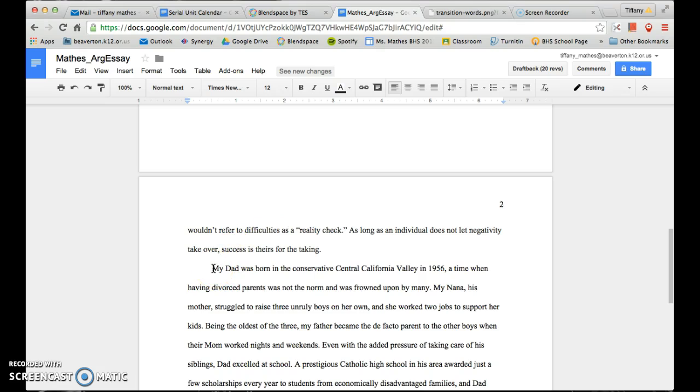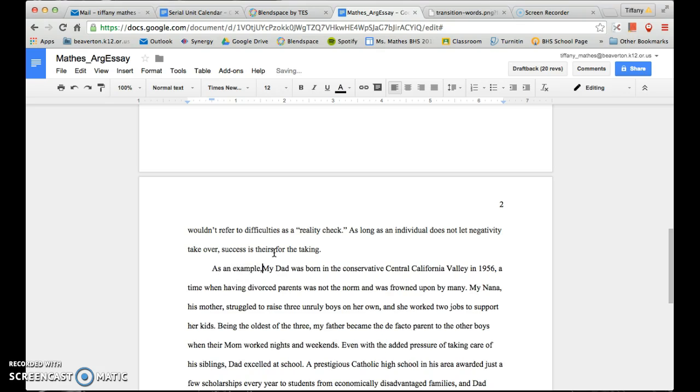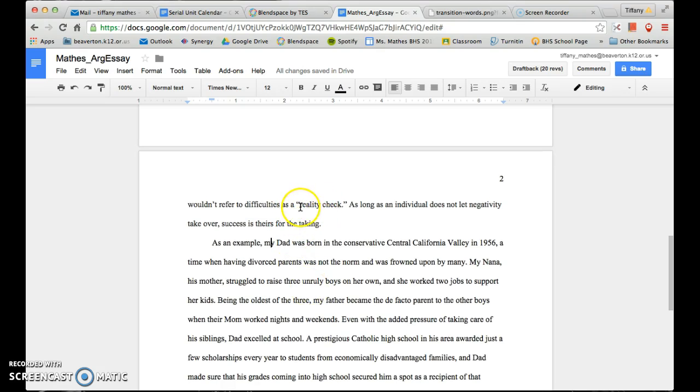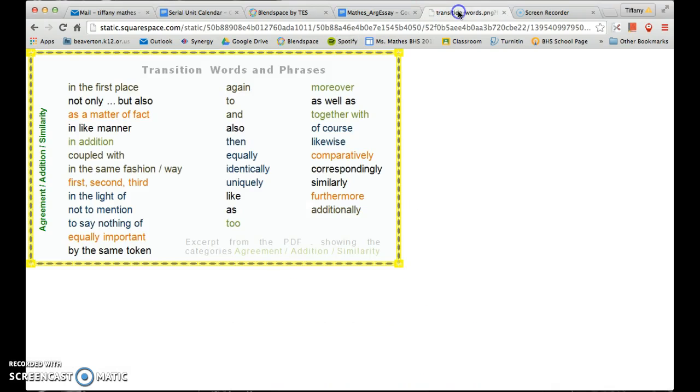Because this second body paragraph builds off of what I talked about in the first, I'm going to say, as an example, my dad was born, blah, blah, blah, and then I'm going to tell his story because it supports what I talked about in the previous paragraph. So I could have said, furthermore, I could have used, by the same token. There are several different ones I could have used there. Okay, so that's a transition.